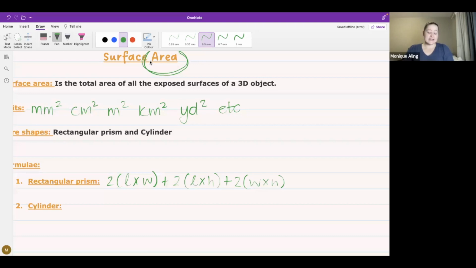Okay, for a cylinder, because it's got circles involved, the formula is 2 pi r squared plus 2 pi r times height.